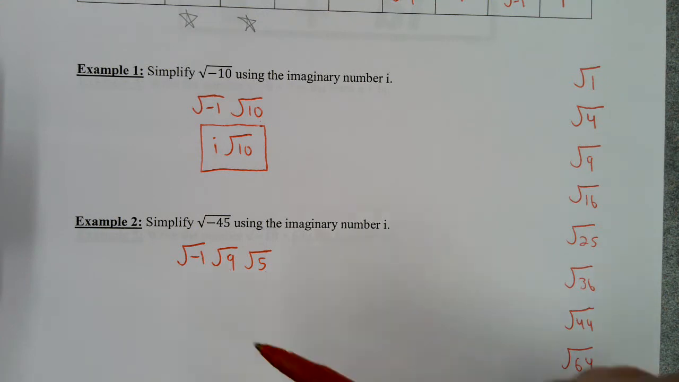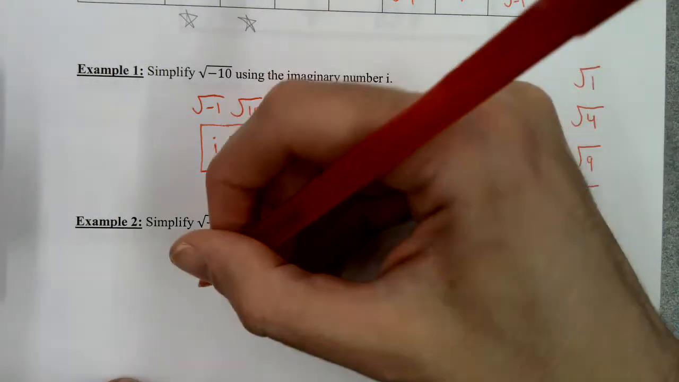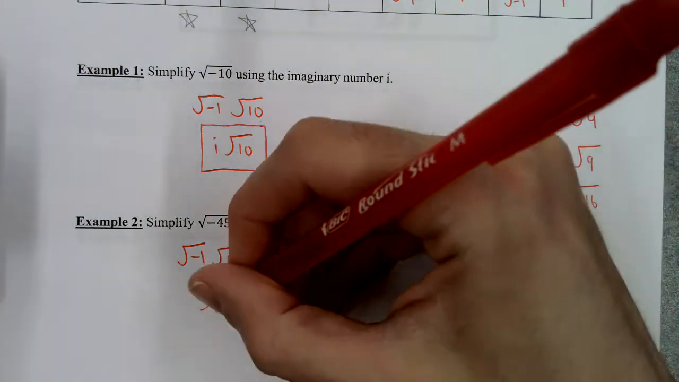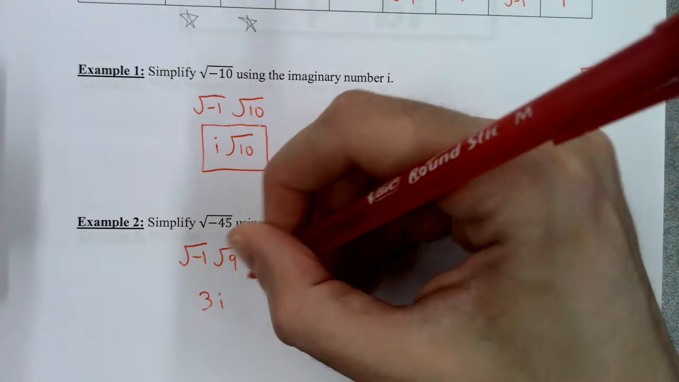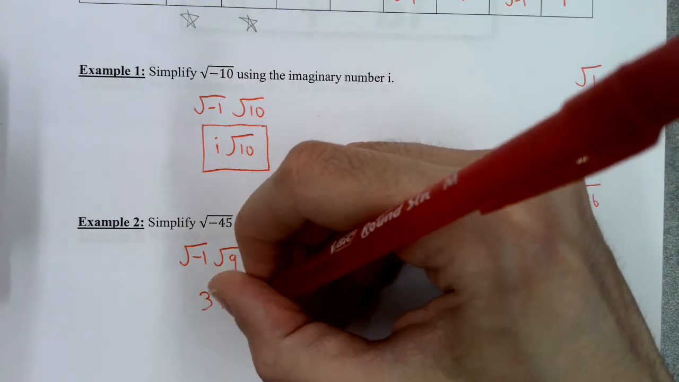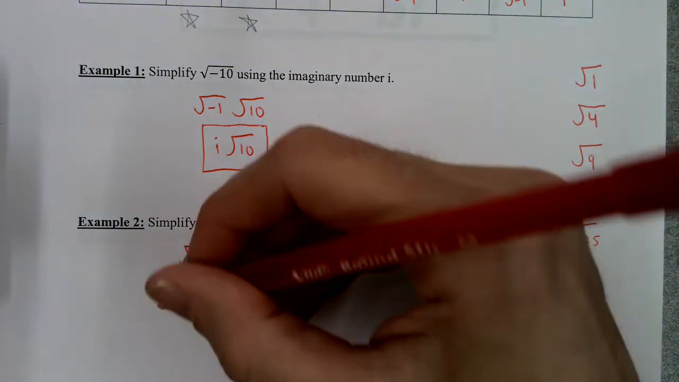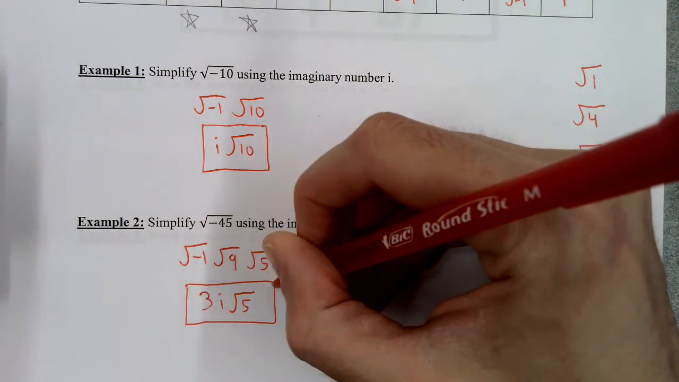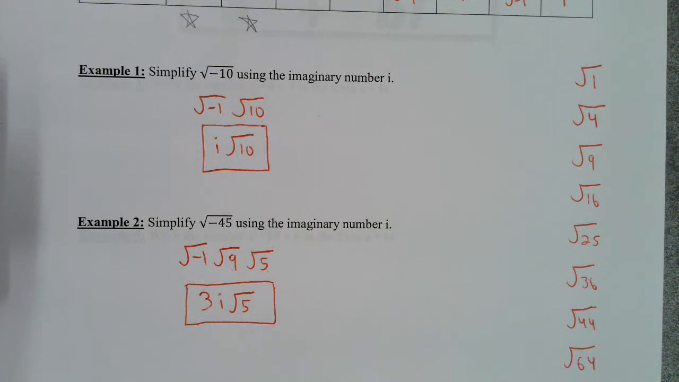Okay? The square root of 9 is 3. The square root of negative 1 is denoted with i. And the square root of 5 is going to stay. So this is my answer. Notice how I wrote that? I wrote the number, then the i, then the square root.